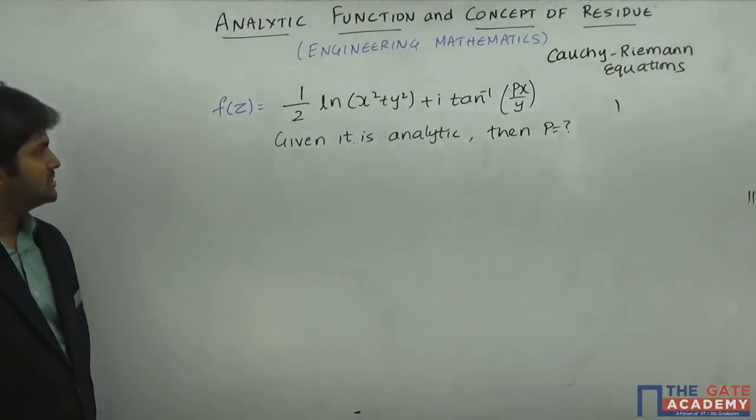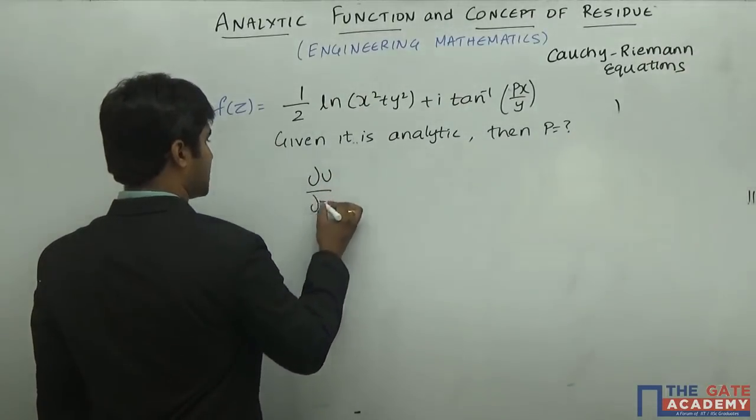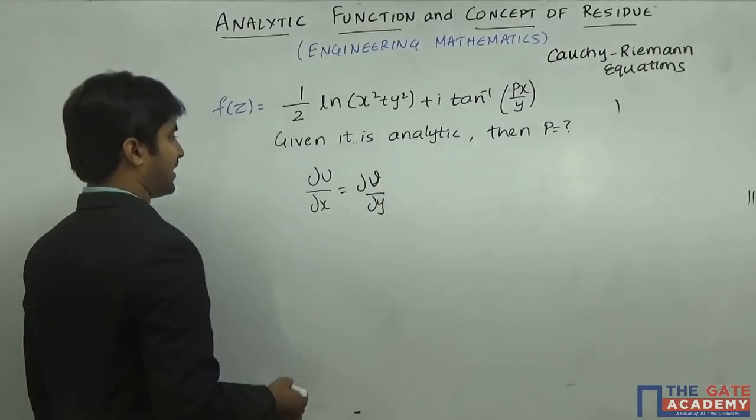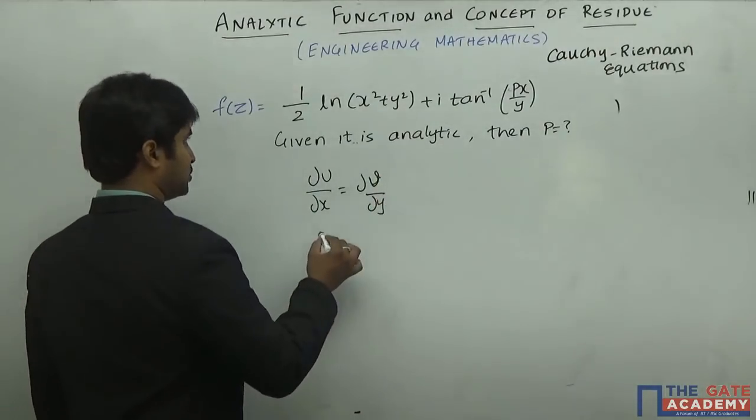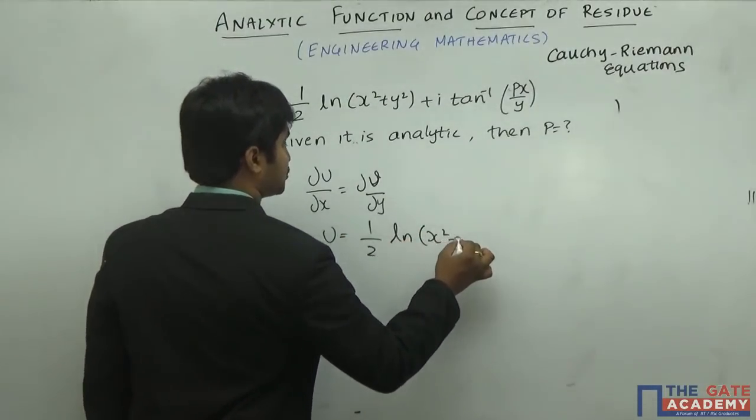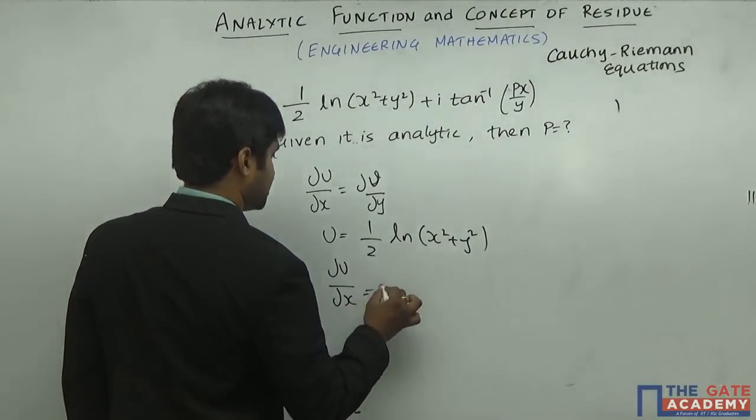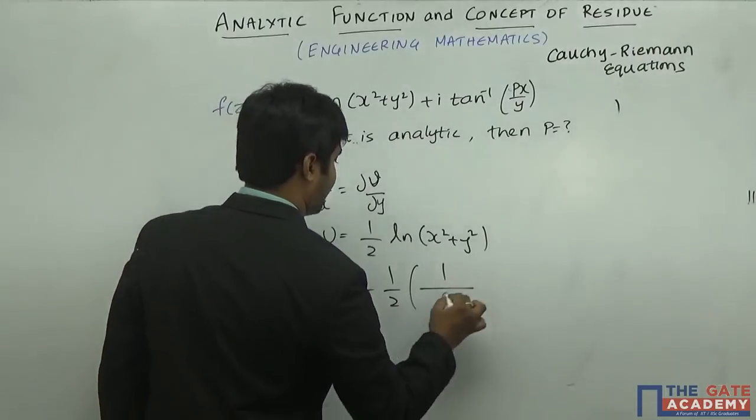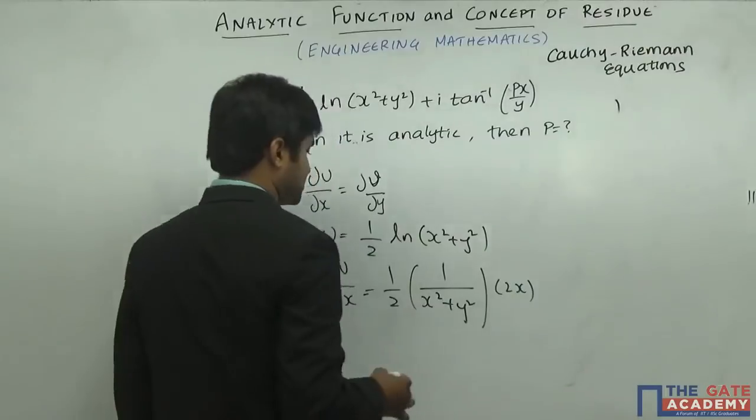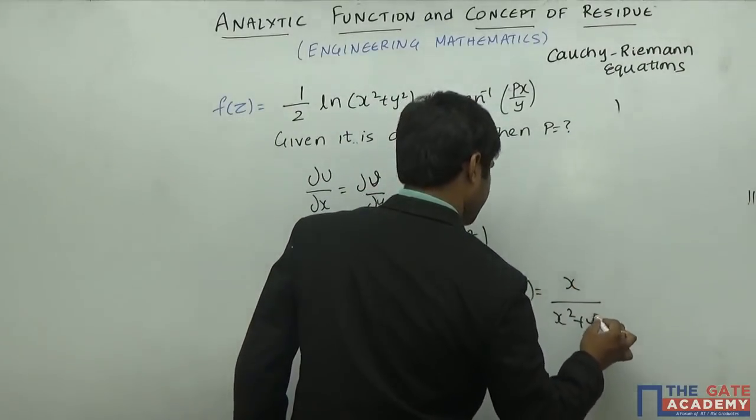Because it is given that the function is analytic, automatically dou u by dou x is equal to dou v by dou y. So let us find the value of dou u by dou x. u is nothing but 1 by 2 ln of x square plus y square. Dou u by dou x is 1 by 2 into 1 by x square plus y square into 2x, which is equal to x by x square plus y square.